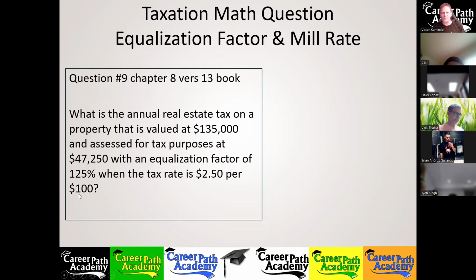And then we're going to divide it by 100 and multiply it by $2.50, the mill rate. Yeah. So 59,062 divided by 100 is 590. Okay, multiplied by.